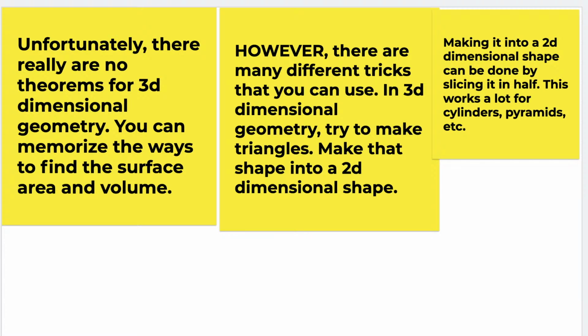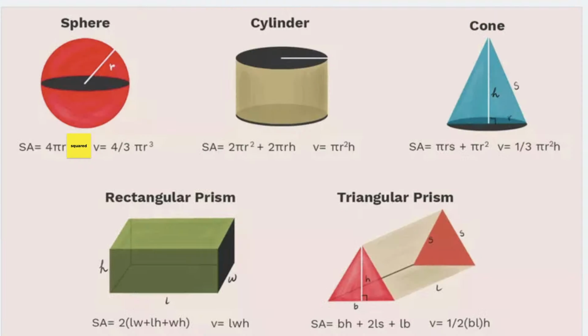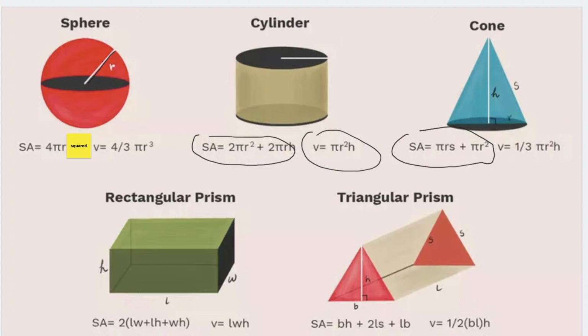And now I'm going to show you guys an example. After this, the sphere has a surface area of 4 pi r squared, if r is the radius, and the volume is just 4 over 3 times pi times r cubed. And then this is the surface area for the cylinder. This is the volume. This is the surface area for the cone. This is the volume for the cone.